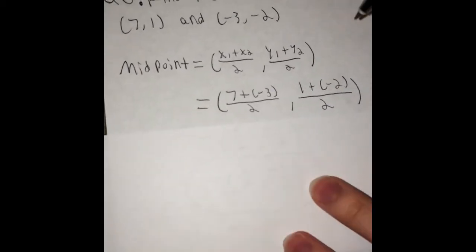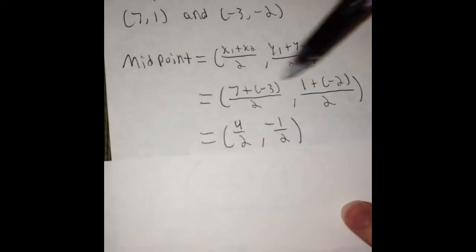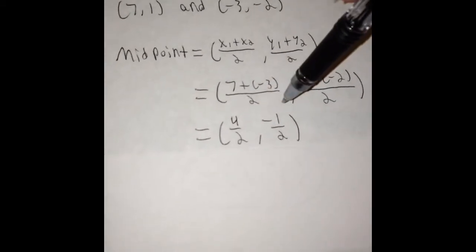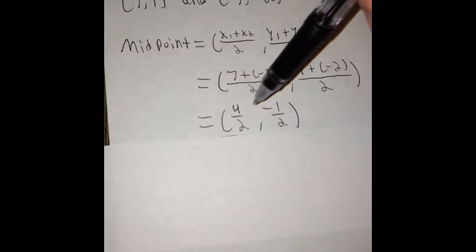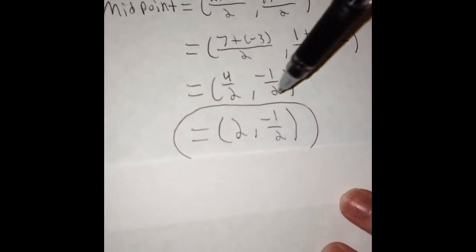And for y sub 1, plug in the 1, y sub 2, negative 2, remember to make sure that one's negative. So then do some math and add 7 plus negative 3 for 4, 1 plus negative 2 for negative 1, and then you have 4 over 2, comma, negative 1 over 2, and you can simplify the 4 over 2 and get 2, comma, negative 1 over 2.